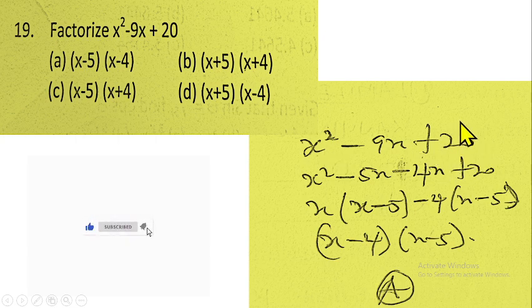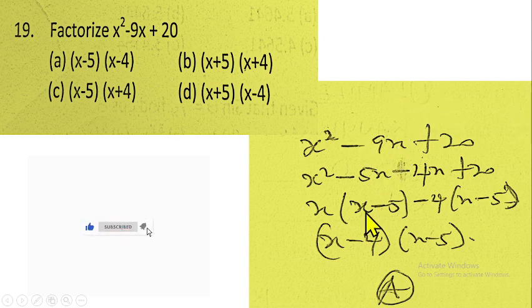Then we look for two numbers that multiply together with their signs to give us plus 20, and when you add those two numbers together with their signs, give us minus 9. What are the two numbers? The two numbers are minus 5 and minus 4. Minus 5 times minus 4 gives us plus 20, and minus 5 minus 4 will give us minus 9.